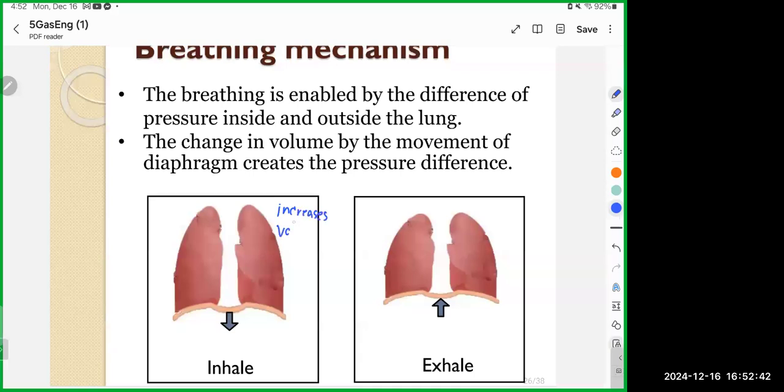Increase volume, right? This is inhale. And when the diaphragm moves upward, it decreases volume, and that is exhale. Okay.